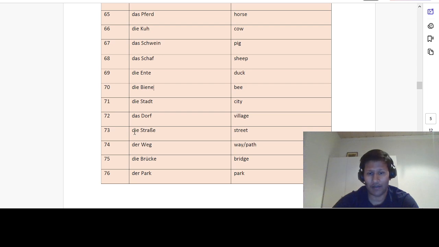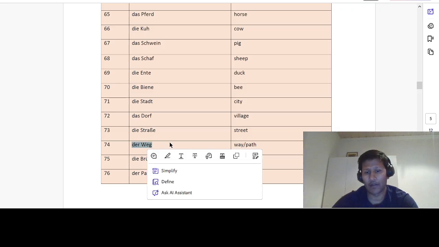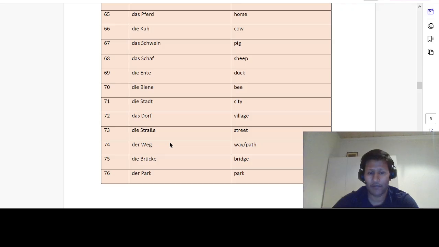Die Straße, street. Der Weg, the meaning is path or the way. Die Brücke, that is bridge. And then der Park.